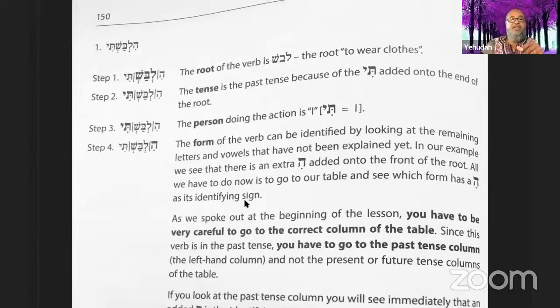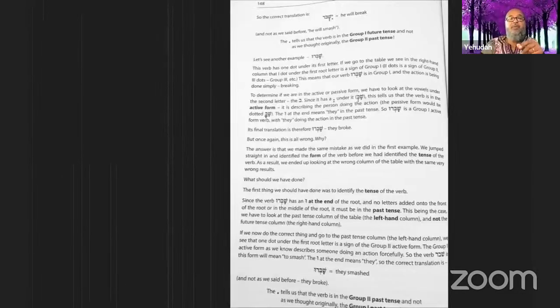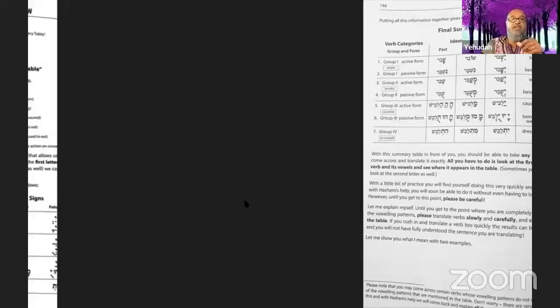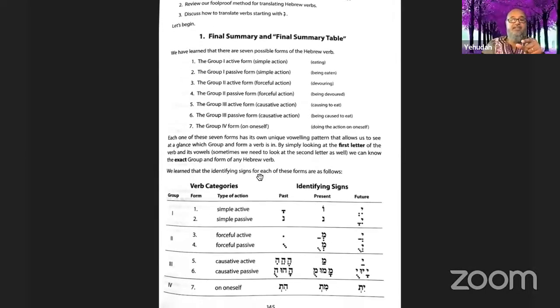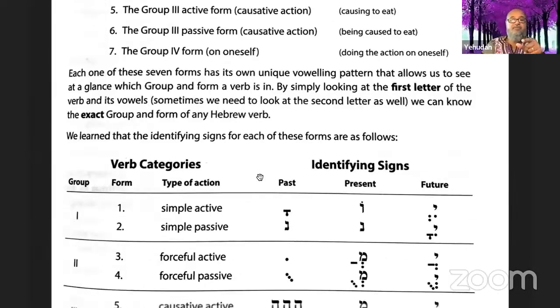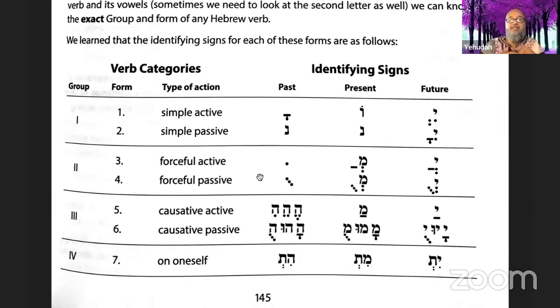So we're going to go back to our table and look for the one with the hey. Going back to this table right here, we're going to look for the hey with the one dot. And there it is. So number one, we found out what our root is. We understand that it was in the past because of the letter that they added on to the end, the tense. We also understand the person who did it.